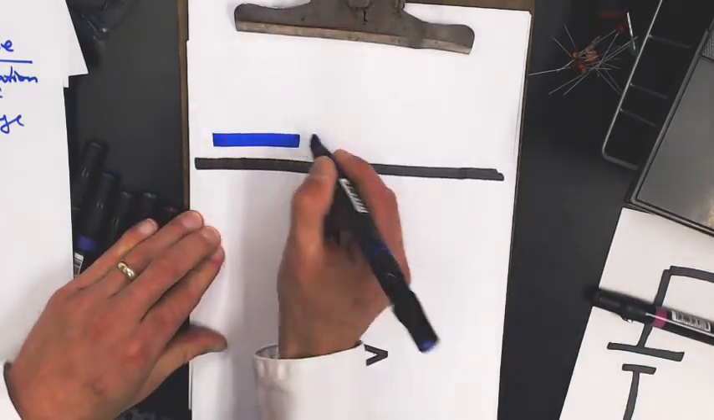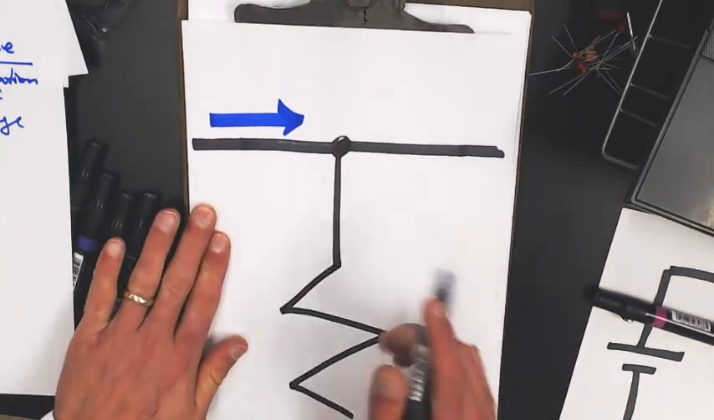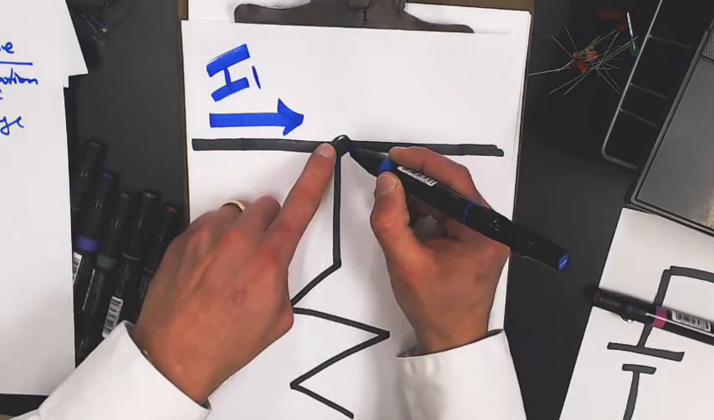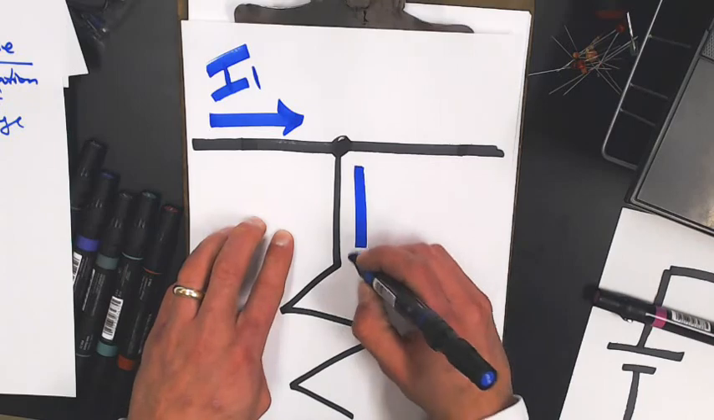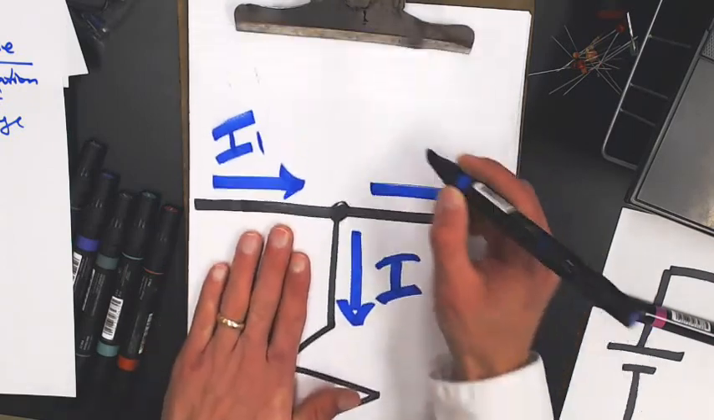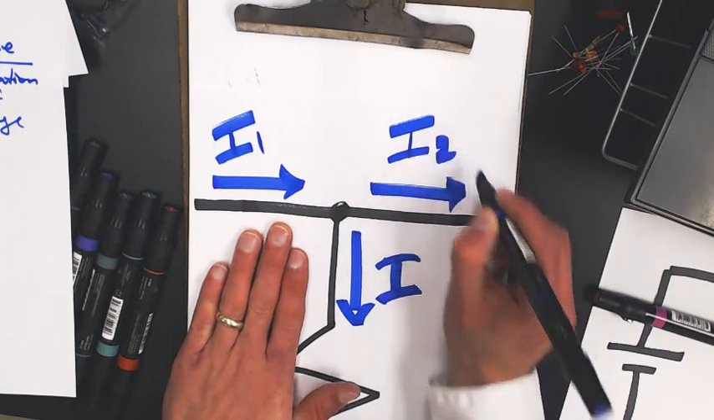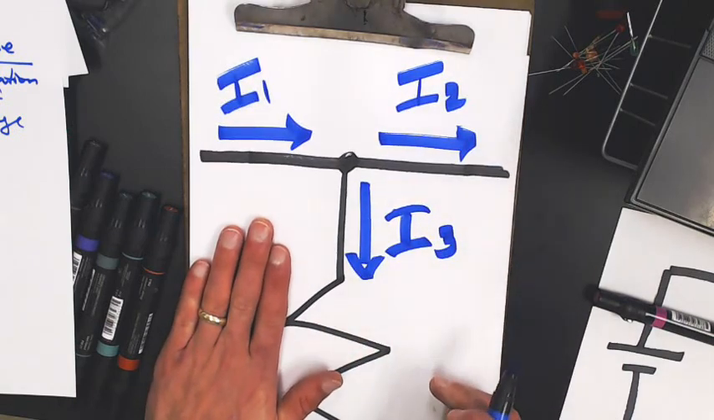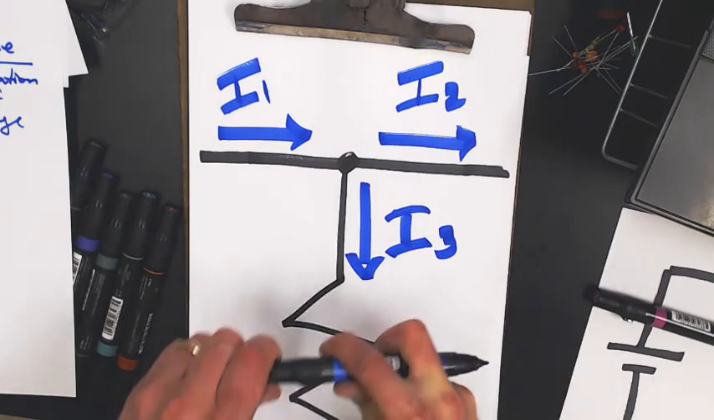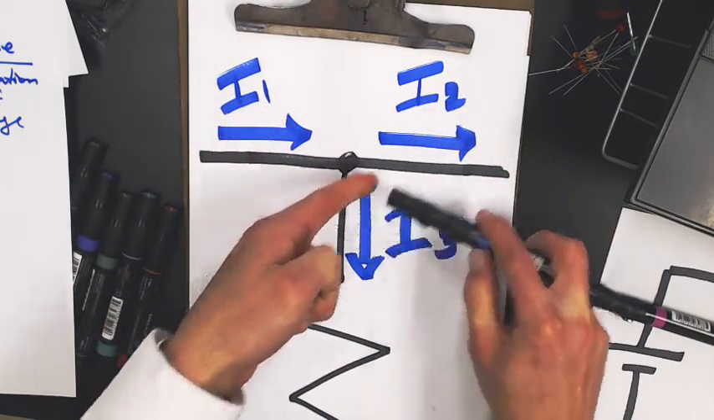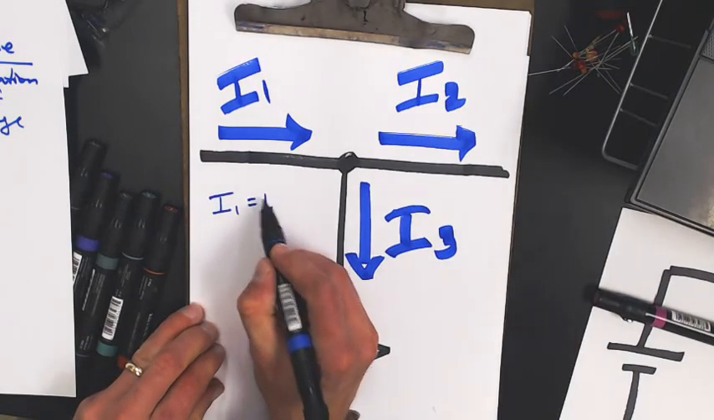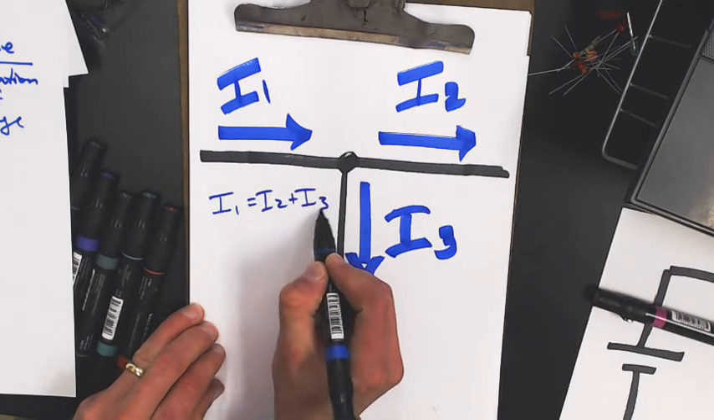So when current is coming into the junction, this is current 1. When it hits this junction, it's either going to go this way, or this way. So this is I2 and this is I3. So what that means is the charge can't leak out anywhere else. It has to go this way or it has to go that way. So I1 equals I2 plus I3.